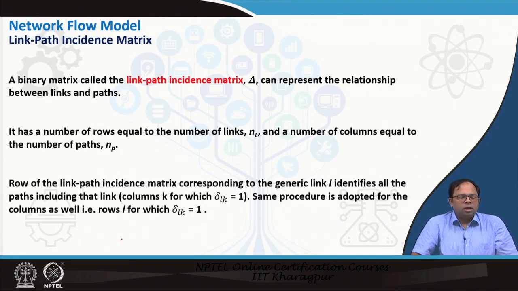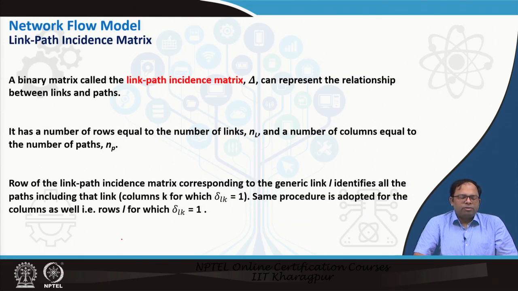So, once we have that, then we can also create something called a link path incidence matrix, and what it means is it's a binary matrix where delta can represent the relationship between links and paths, and that means which link belongs to which path. We use this delta to determine if a link is within a path. We use delta equal to 1. If it is not, then it is delta equal to 0. So, in that way we can say which links are included in which path.